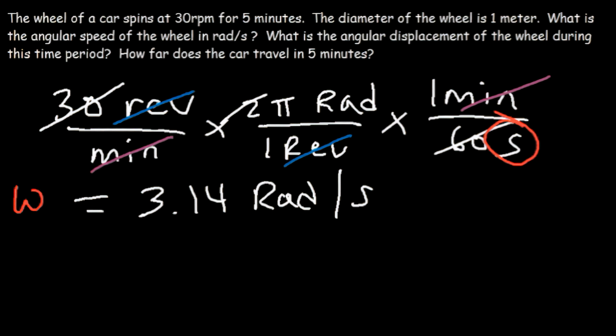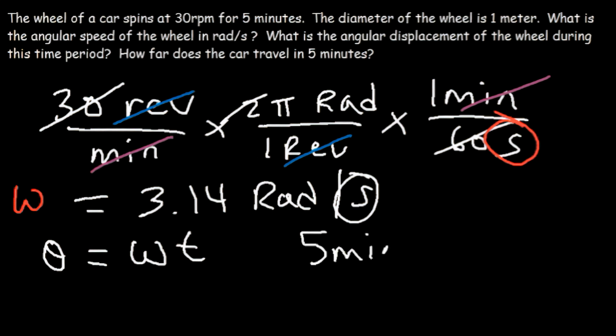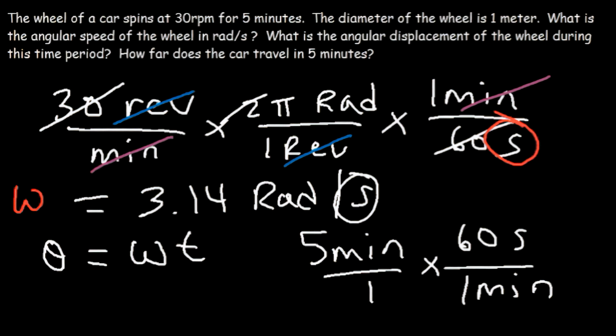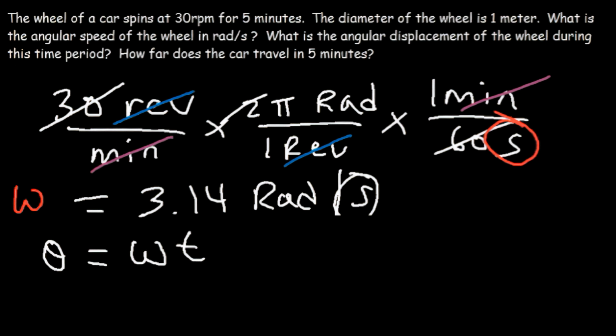Now that we have the angular speed in radians per second, what is the angular displacement of the wheel during this time period? The angular displacement is equal to omega multiplied by t. So since omega has units of seconds, we want time to be in seconds as well. So let's convert 5 minutes into seconds. There's 60 seconds in a minute, so 5 times 60 is 300. So t is 300 seconds.